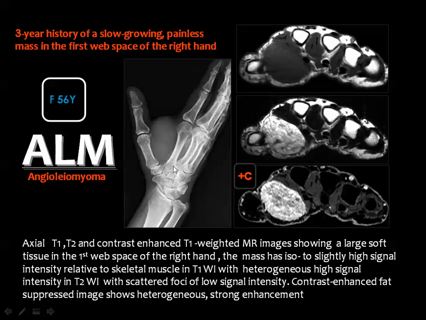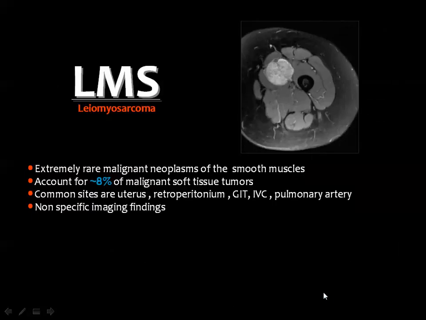And this is the pathologically proved angioleiomyoma of the hand, where you can see a mass in the first web space. It appeared of low signal in the T1, high signal in the T2, with a significant post-contrast enhancement, as you can see in this fat suppressed image. And also you can notice that the tumor appears in the plain film as a soft tissue tumefaction with no significant bony changes in the related metacarpals.